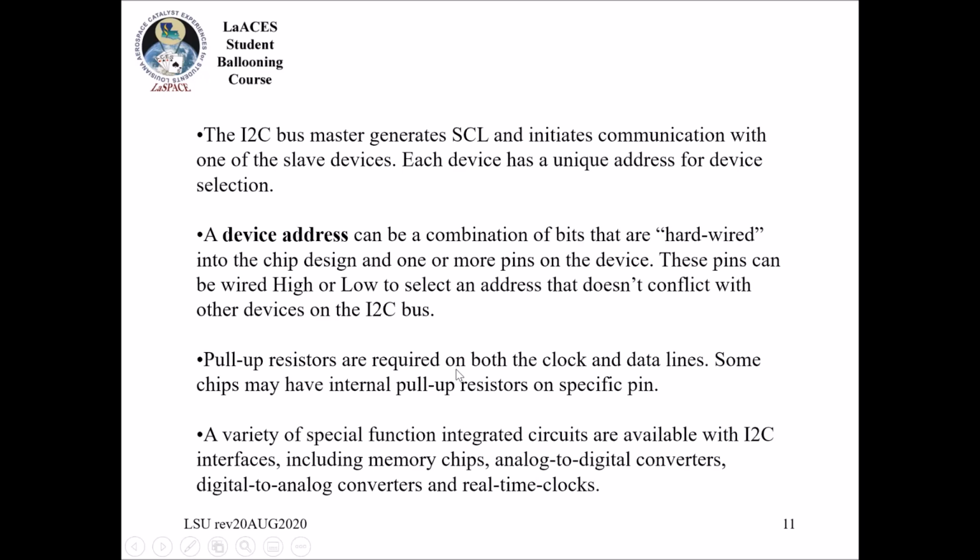A lot of times now, even if the device might have them built in, I just add the resistors on the board and then I don't populate them if I don't want to use them.